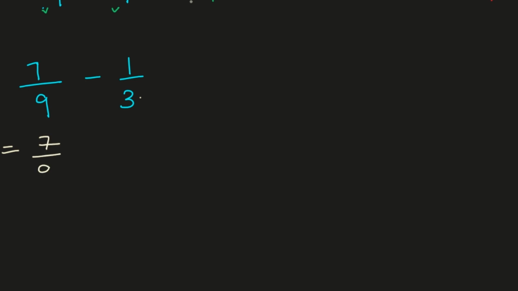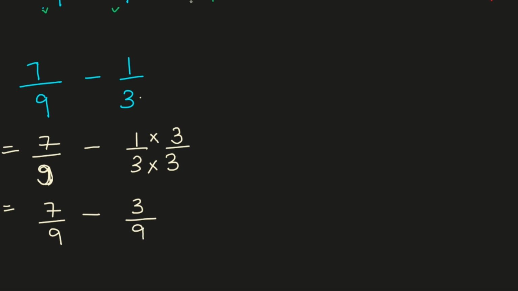7 upon 9 minus 1 upon 3. Since in this value the denominator is 9, you are converting this 3 into 9 by multiplying it by 3. So if the denominator is multiplied, then the numerator will also be multiplied by 3. So 7 upon 9 minus 1 into 3, it's 3. 3 into 3, it's 9. What will be the answer? The answer's denominator will be the same, which is 9, right?